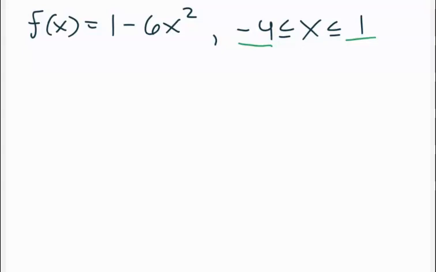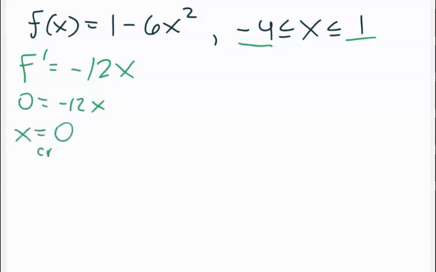All right, so let's see. The first derivative of this function: the derivative of 1 is 0, it's a constant, and then negative 6x squared becomes negative 12x. If I set that equal to 0, it looks like at x equals 0 we have a critical point. It appears to be the only one also, right? We only got one place with a slope of 0.